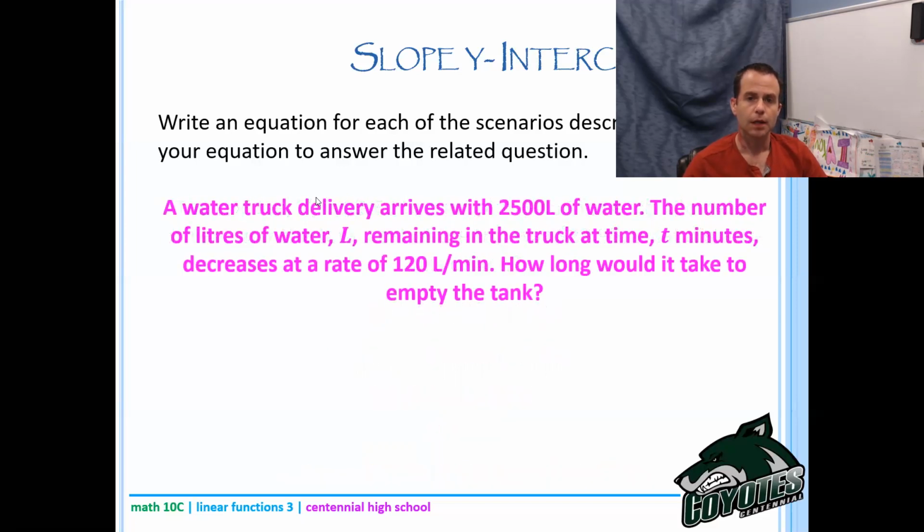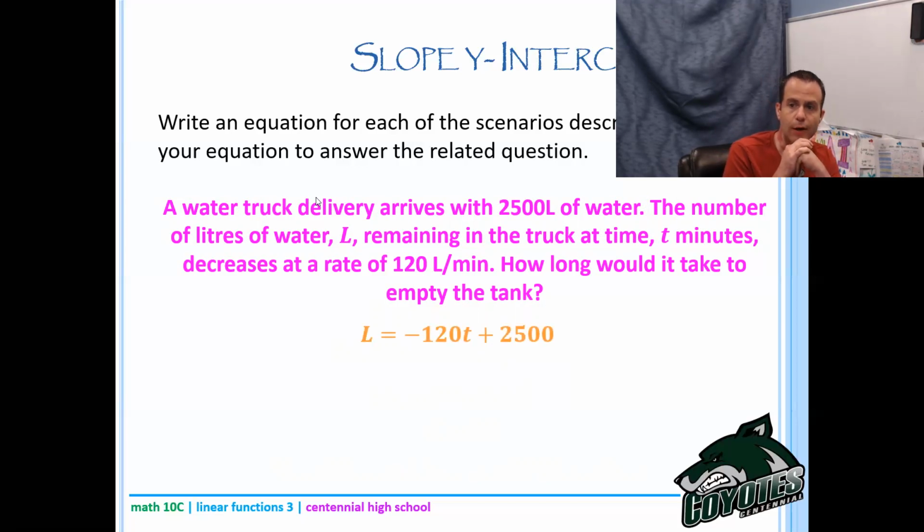Okay. A water truck delivery arrives with 2,500 liters of water. The number of liters of water, L, remaining in the truck at time t minutes, decreases at a rate of 120 liters per minute. So that's my rate. Just be careful, it's decreasing, so that'd be -120 for my M value. And my starting value, I start at 2,500. So it would be L equals -120t plus 2,500.